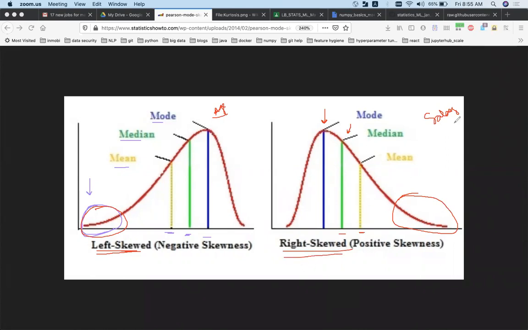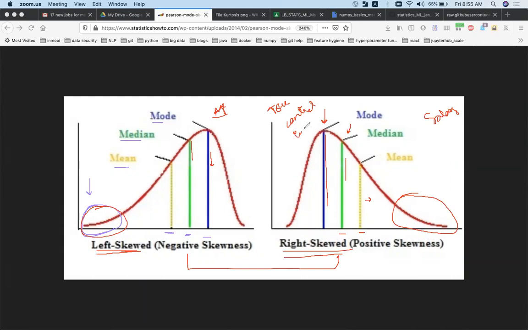What is the property of right skew? Generally, the mean will be on the right-hand side, the median will occur here, and the mode generally will be present somewhere here. What is the property of the left skew? The mean will be on the left-hand side, the median towards here, and the mode somewhere here. In both these cases, median will give you a true picture, a true central tendency.